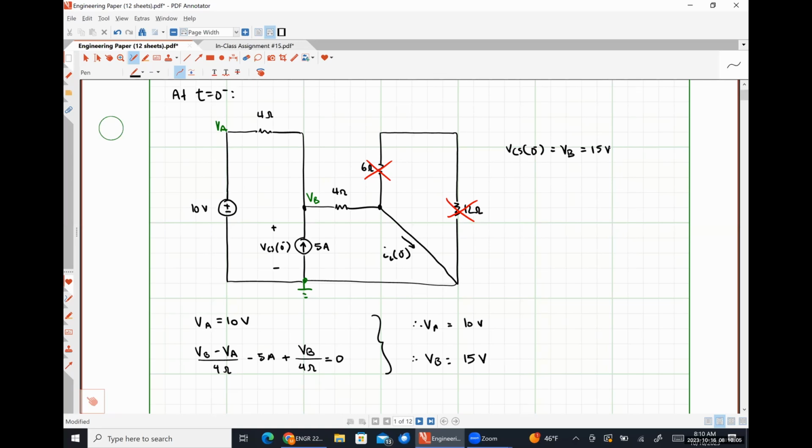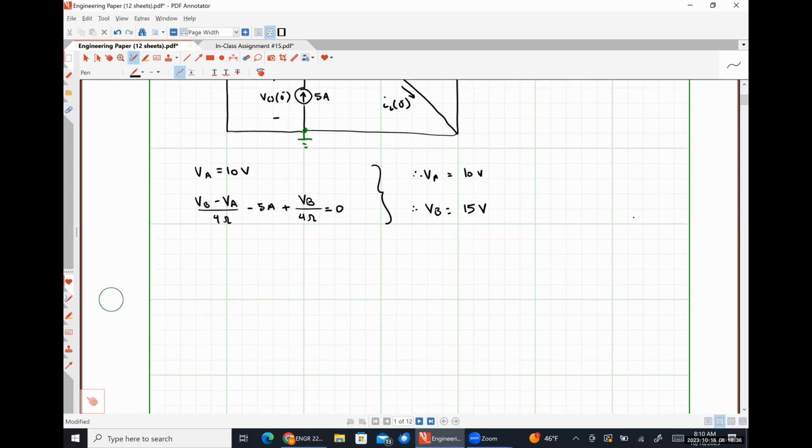How do we find IL at 0 minus? Absolutely right. Just good old Ohm's law. Does anyone have any questions, comments, or concerns about our analysis at t is equal to 0 minus? All right.